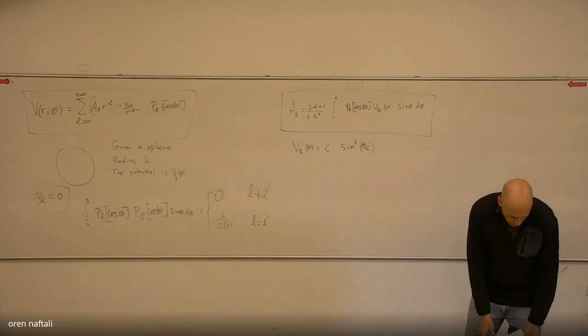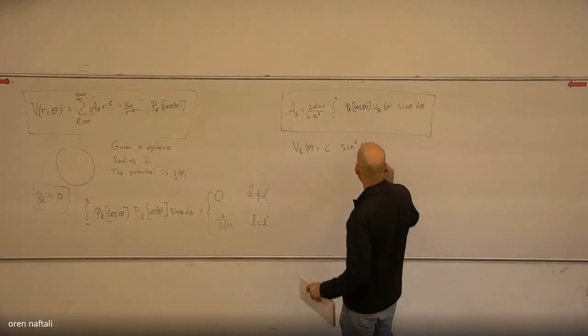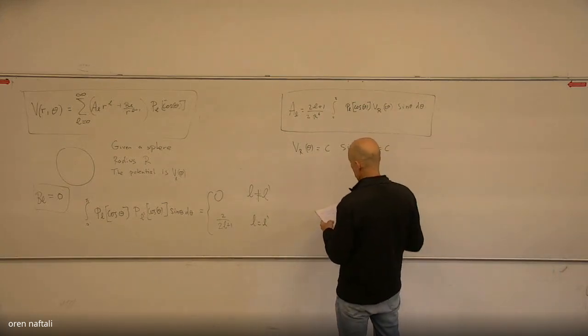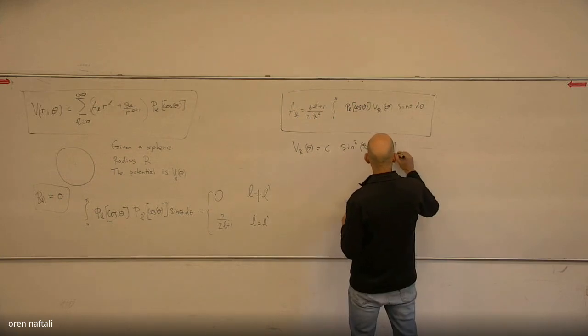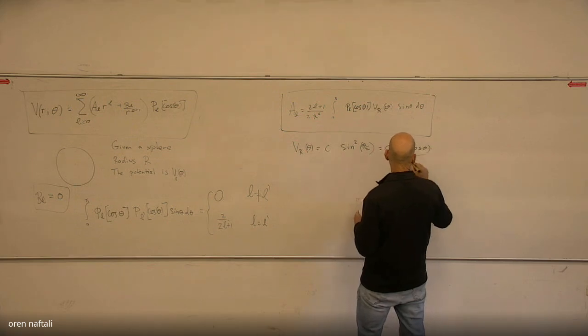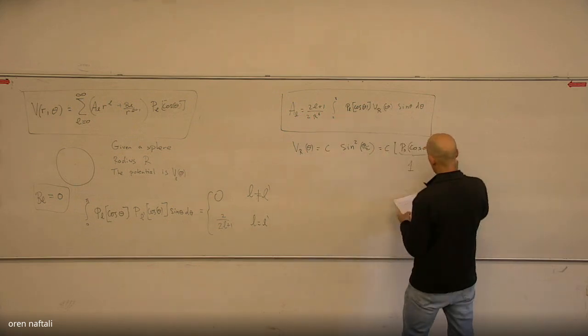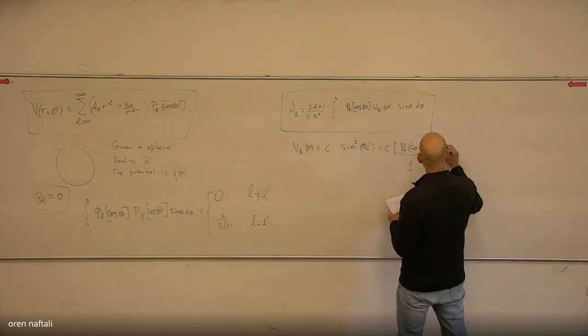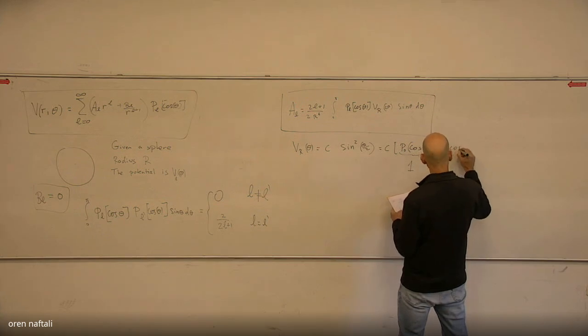So the point is that this function can be written easily as P_0 cosine theta. What is P_0? That's simply 1, minus P_1 cosine theta.